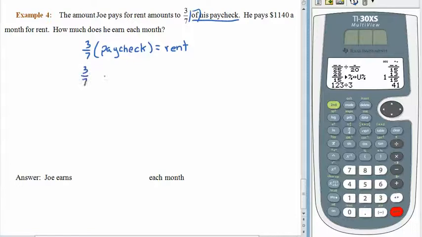So we have 3/7. Let's call the paycheck P. We'll write that over here. P equals the paycheck. 3/7 of P is equal to the rent, and that's $1,140. Okay, so now we need to isolate this variable P. Maybe don't write this down, but just watch for a second.